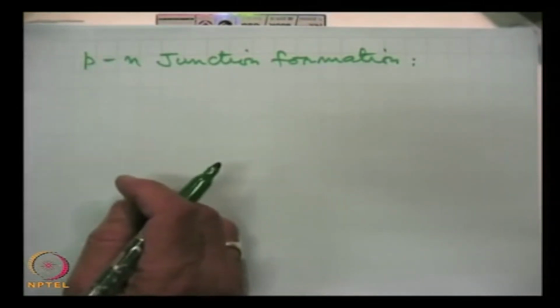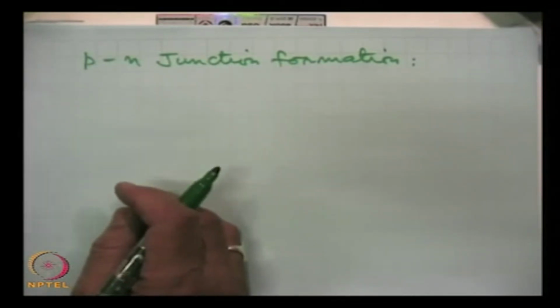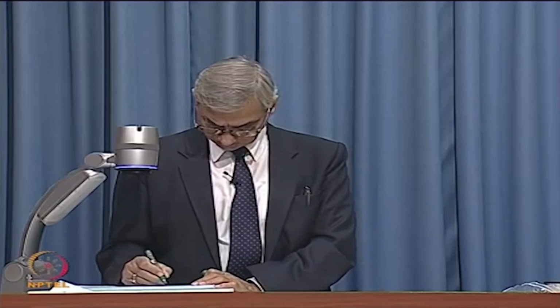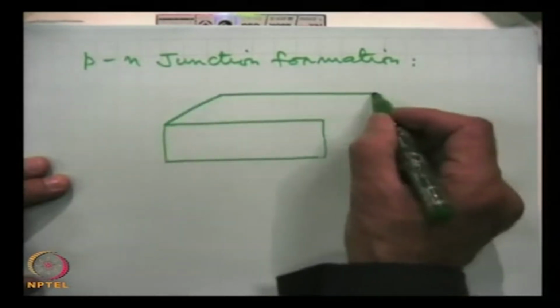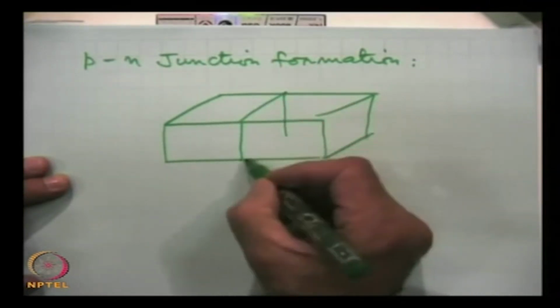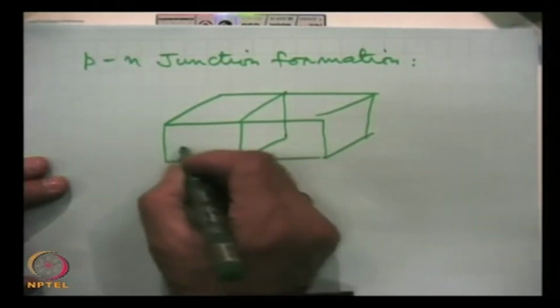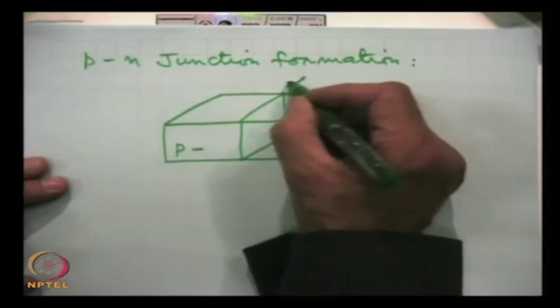If we have a silicon crystal which is doped on one side with the acceptor impurity making it p type, and on the other side with n type impurity making it n type, then what will happen? So, let us draw a crystal. This is p region, this is n region, and this is metallurgical junction.